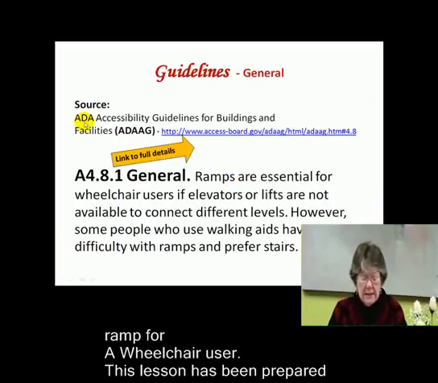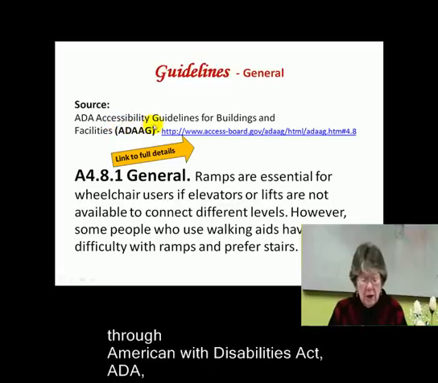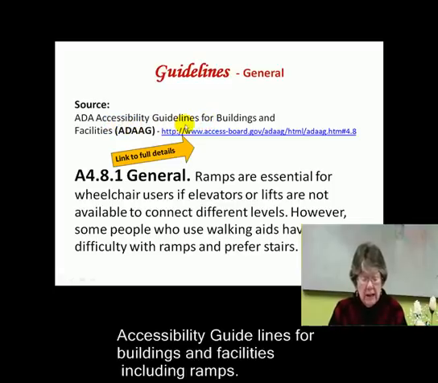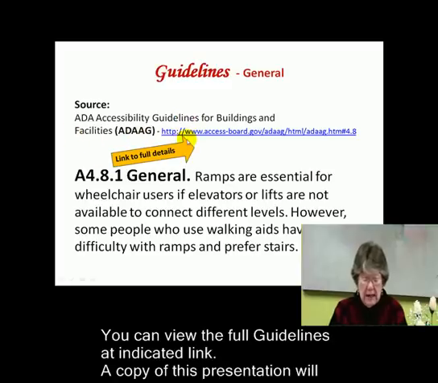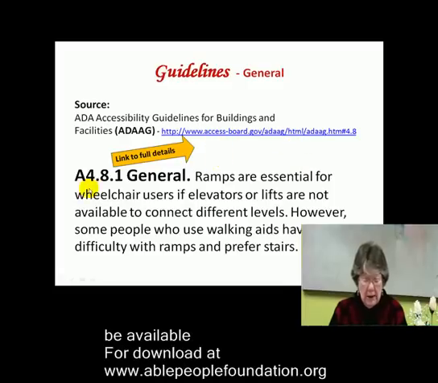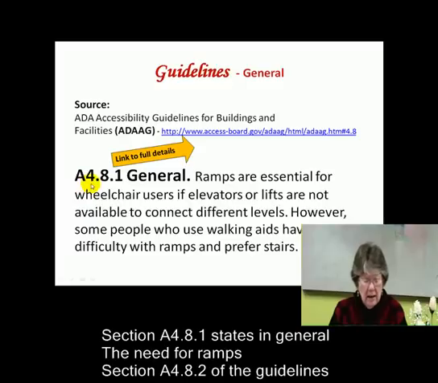This lesson has been prepared through the Americans with Disabilities Act, ADA, accessibility guidelines for buildings and facilities including ramps. You can view the full guidelines at the indicated link. A copy of this lesson will be available for download at www.ablepeoplefoundation.org.